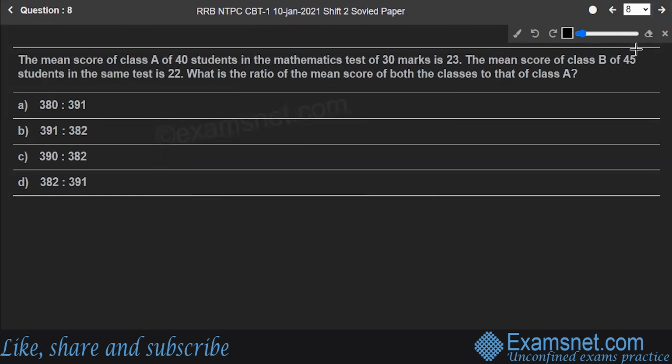The mean score of class A of 40 students in the mathematics test of 30 marks is 23. Mean score of class B of 45 students in the same test is 22. What is the ratio of mean score of both the classes to that of class A? Okay, so you are given mean of class A, B. Two things are given to you. Mean of class A is 23 and B is 22. You know one thing, mean is equal to sum of terms upon number of terms.